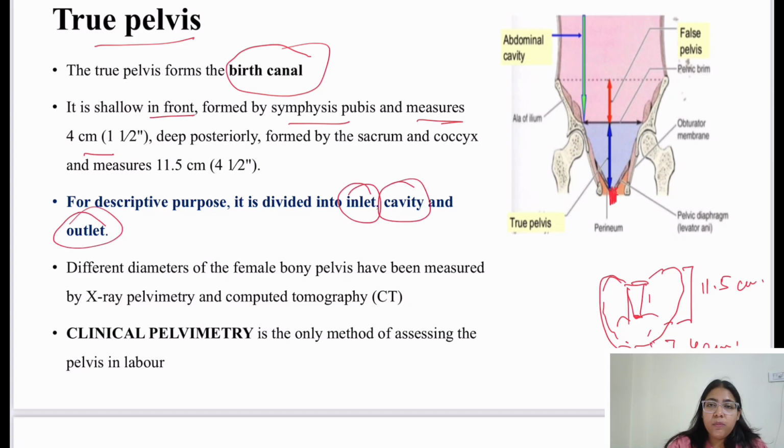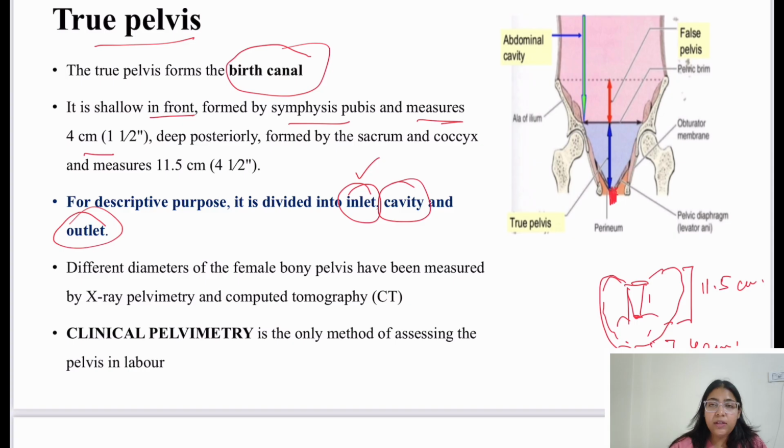Now you know how the bony pelvis is formed, what are the bones and the joints forming it, and what is the true pelvis and false pelvis. The false pelvis's function is to support the pregnant uterus, and the true pelvis forms the birth canal. Okay, now the pelvis is divided into three structures: inlet, cavity and the outlet.